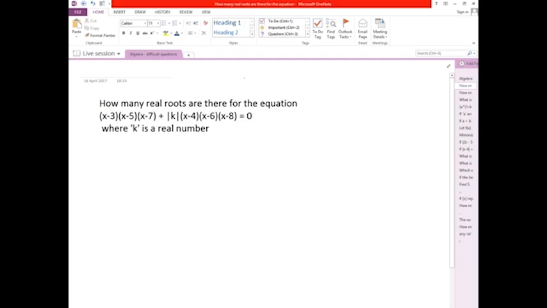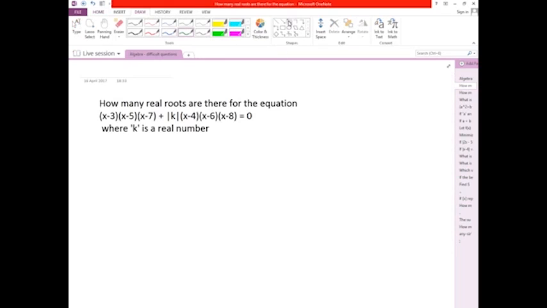Now, it's not a very easy question because there is no direct way to do it. If you start expanding the brackets and then trying to solve, it will take a lot of time, and even then you might not be able to solve. So there is a way to do this, and let's see the way, and then we'll see what we can learn from that particular method.